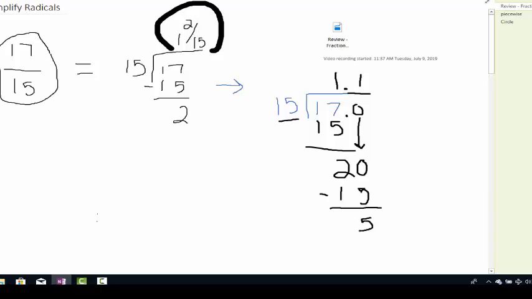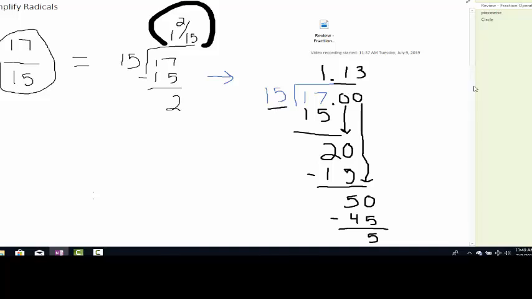So we still have a remainder, so we change this. We put another 0 here because 17.00 is still 17. So we haven't changed this number at all. We carry down the 0 and we say, how many times does 15 go into 50? The answer is 3. 3 times 15 is 45. So we say 50 minus 45 gives us 5.